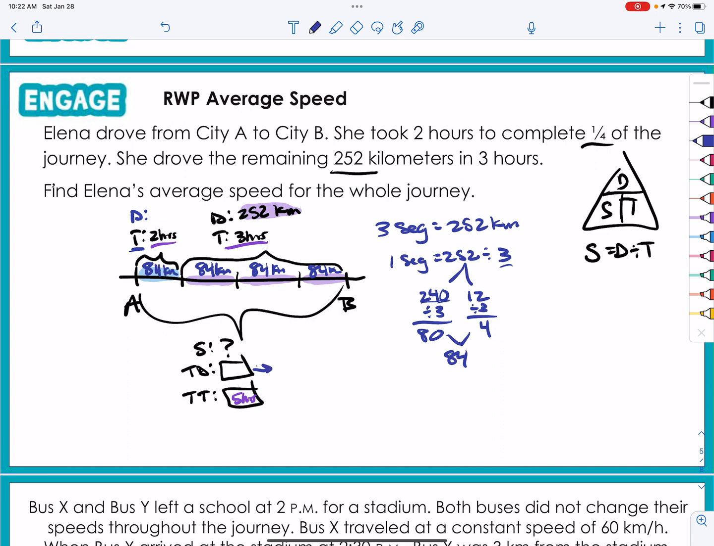So our total distance is going to be those 252 kilometers that they told us in the problem, plus the 84 kilometers from that beginning. So 252 plus 84 is going to be 336 kilometers. Okay, great. So now to calculate speed, we've found our distance, we've found our time, we just need to do some division. So our speed is going to equal 336 divided by 5 hours to travel those many kilometers.